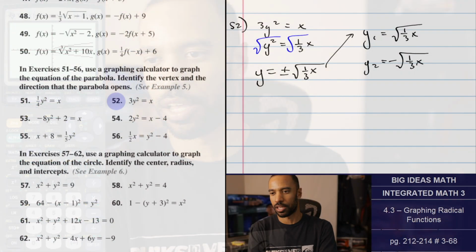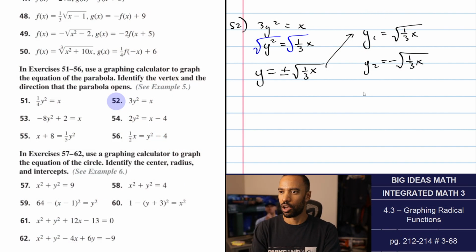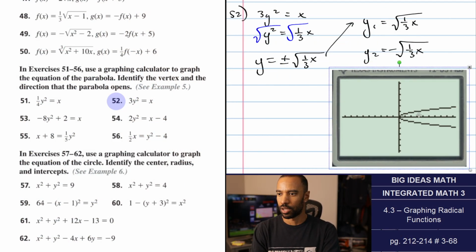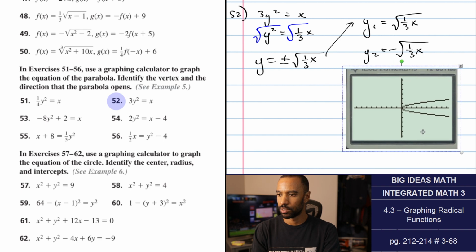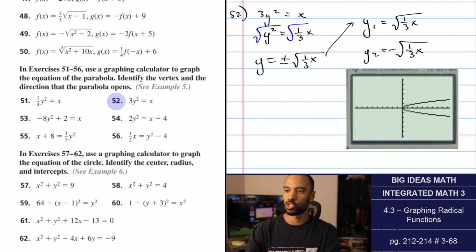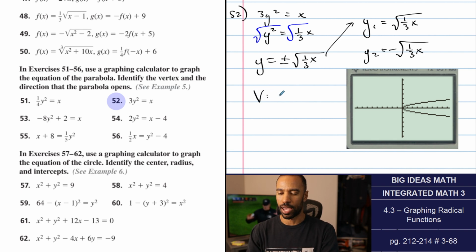All right, so it opens up this way, a little sharper, significantly sharper rather. But that's because it has a horizontal stretch by a factor of 3. That's what the 1/3 is telling you. So, there it is. All right, vertex is once again at the origin, and it opens to the right.